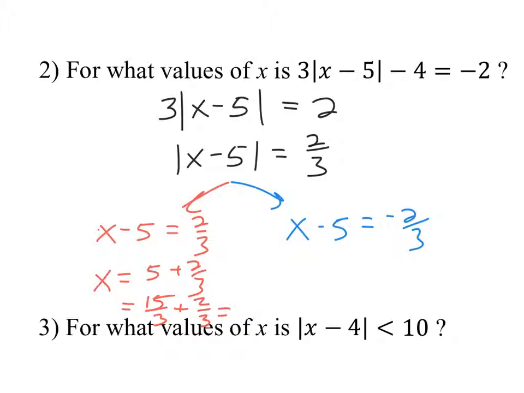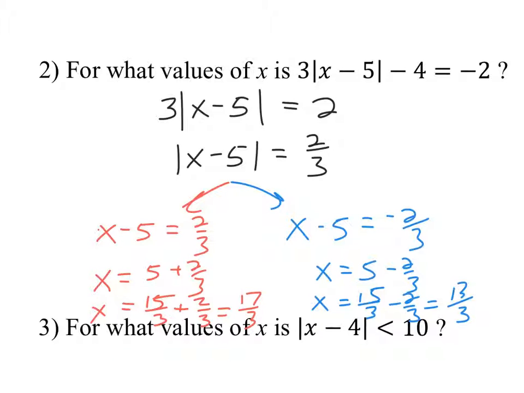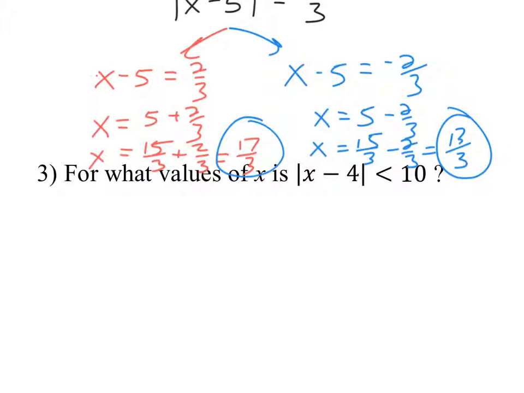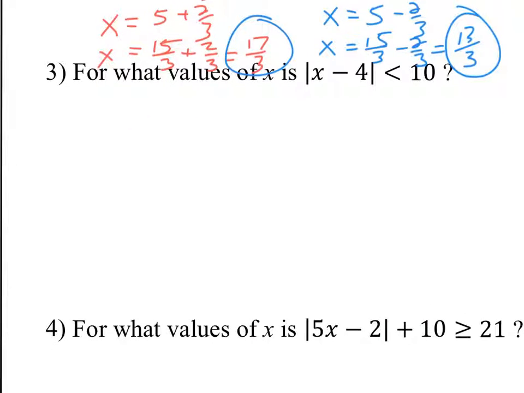15/3 plus 2/3. When you add two fractions, you add the top numbers and the bottom stays the same. Over here, if I do the same thing, I'm going to get 5 minus 2/3, which is going to be 15/3 minus 2/3, which is 13/3. So for what values of x would make this true? 17/3 and 13/3. Let's do another.